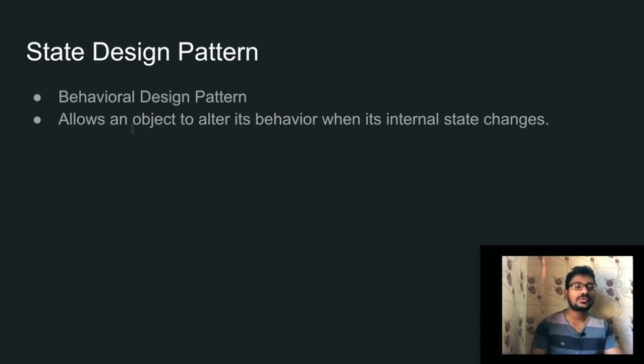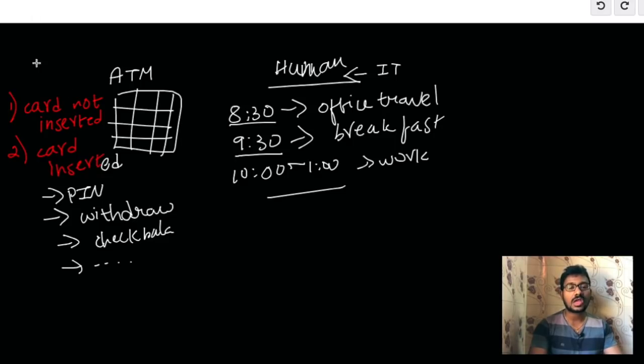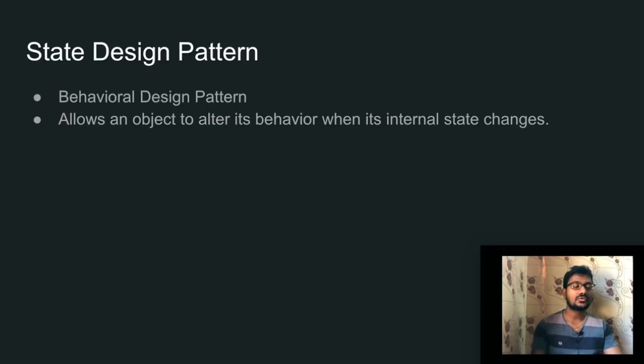and then allows an object to alter its behavior when its internal state changes. So I have already discussed about this point while explaining this example. So this is about the state design pattern. So this is one of the important design patterns which falls under behavioral design pattern.